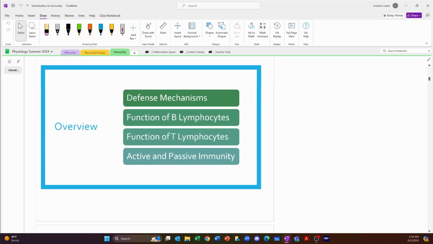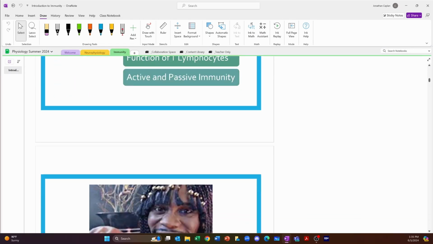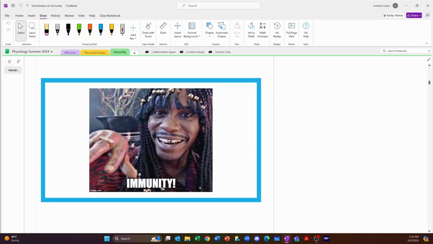So we're going to talk about our defense mechanisms, B cells, T cells, and immunity, real fast. This is the only meme I actually created. All the other ones I just steal offline. This is the one. If you get it, it's funny. If you don't, watch Dave Chappelle.